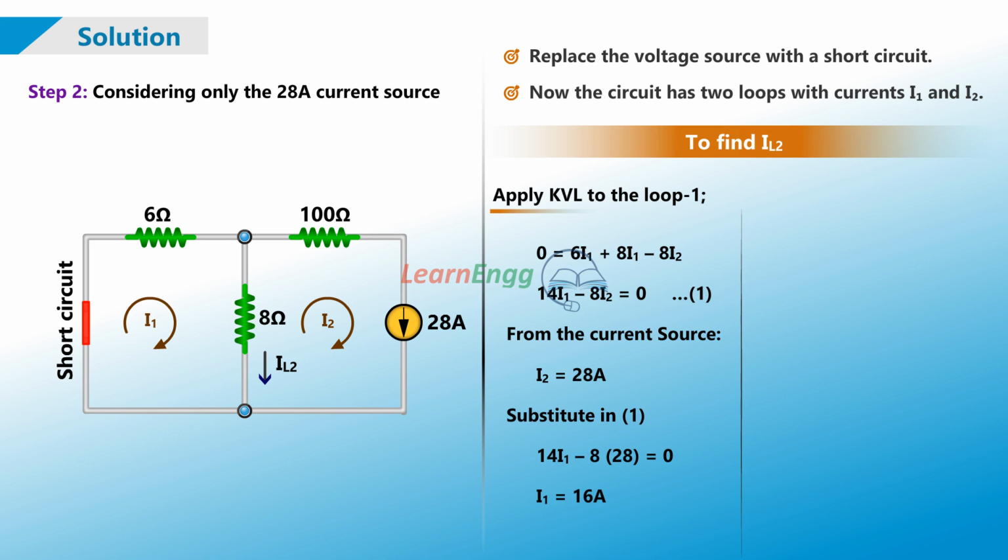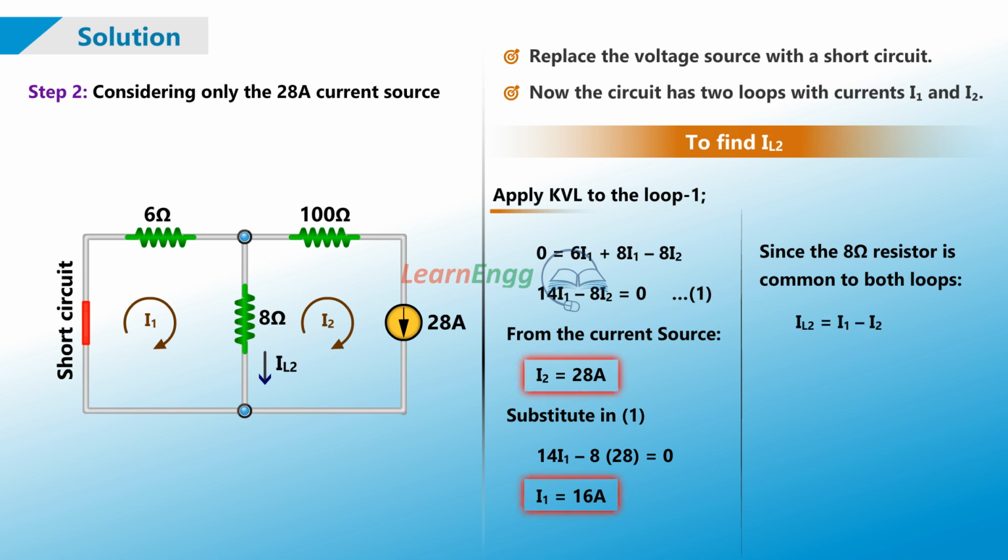I1 is equal to 16 amps. Since the 8-ohm resistor is common to both loops, IL2 is equal to I1 minus I2. IL2 is equal to minus 12 amps.